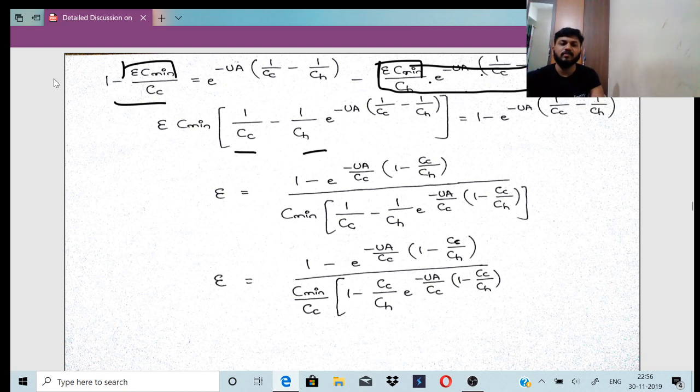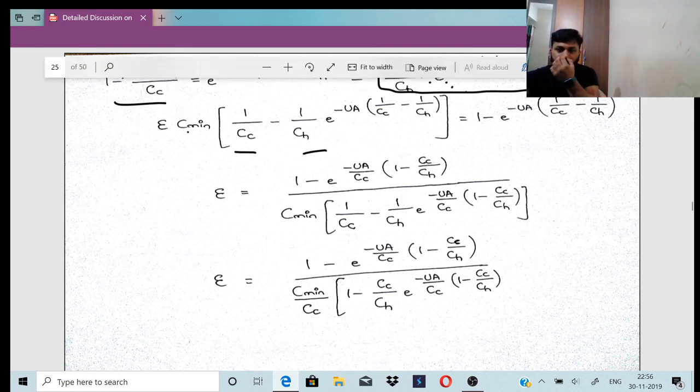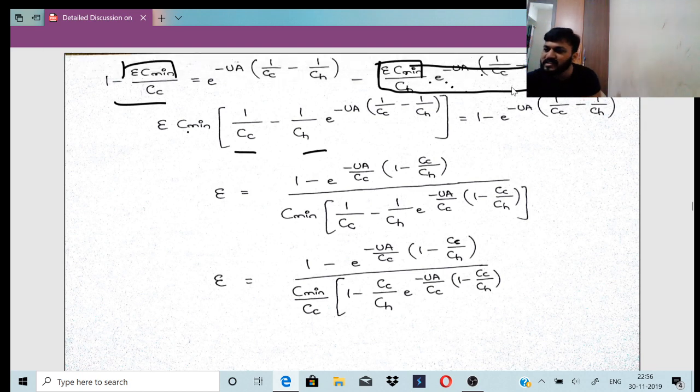Okay, this single term and this term, इन दोनों में से एप्सिलॉन सी मिनिमम कॉमन है, तो epsilon Cmin common लिख दिया, 1/Cc बाहर लिख दिया, अंदर 1/Ch into this one is present, है ना, into this one is present here, into this one is present. So that I will write it off on the left hand side. तो right hand side में क्या बचेगा? 1 minus e power minus UA (1/Cc − 1/Ch), right? 1 minus this one will be remained in the right hand side.